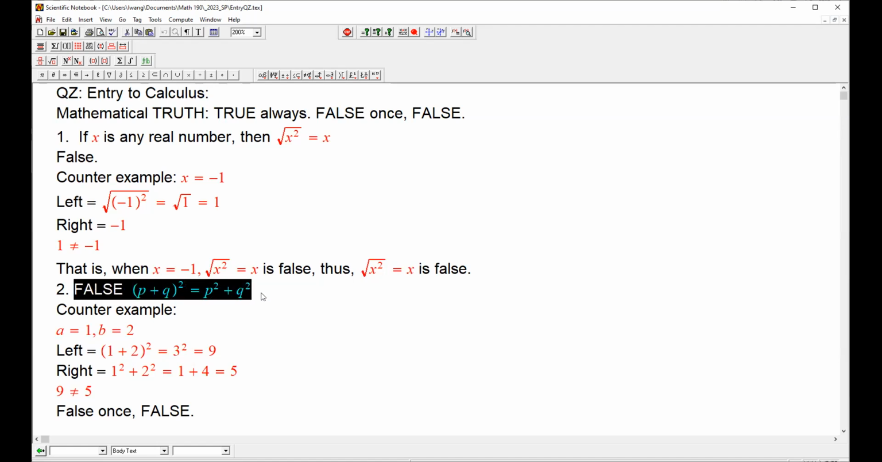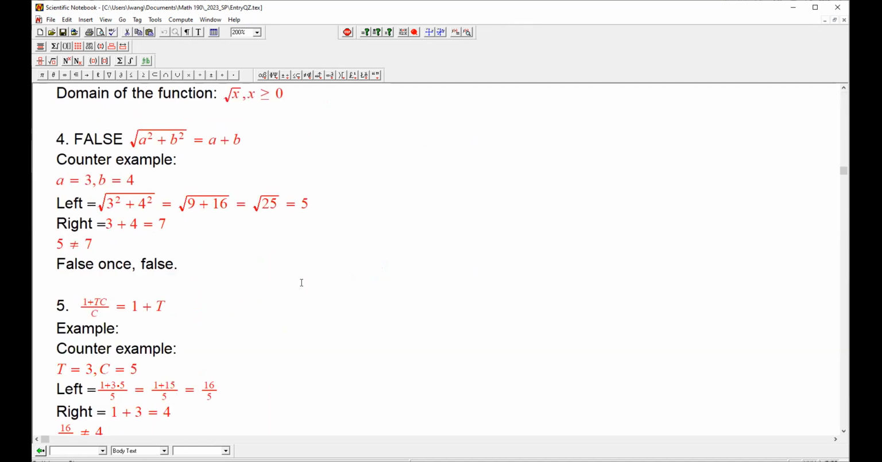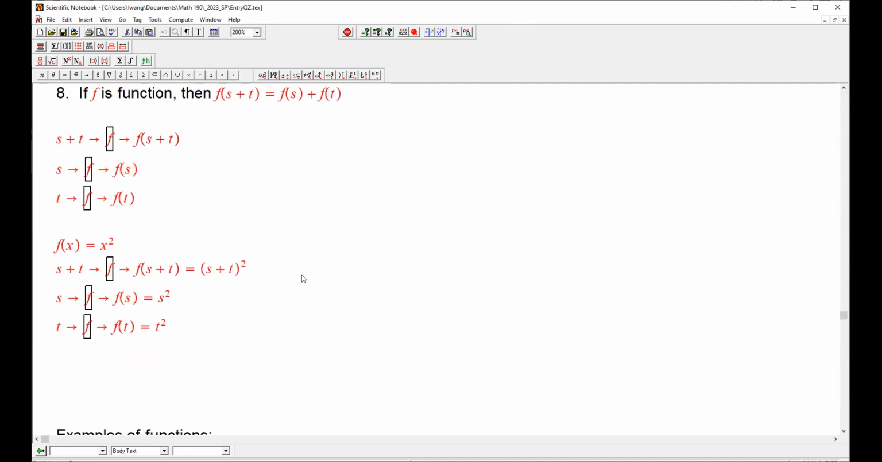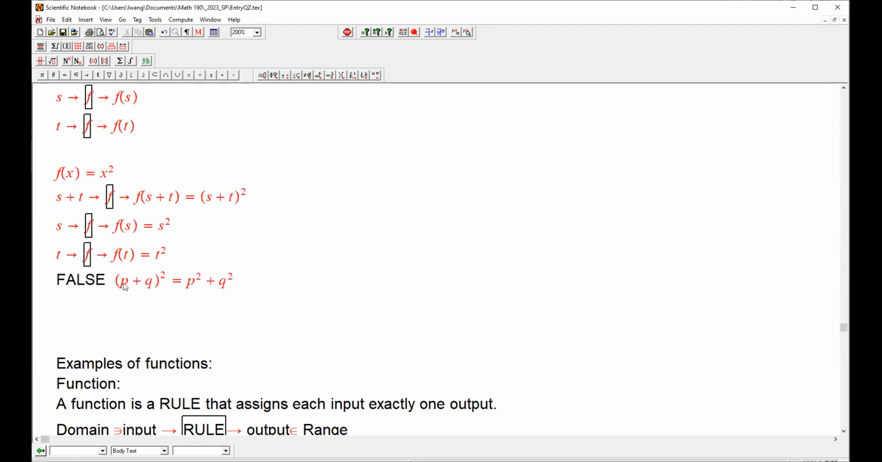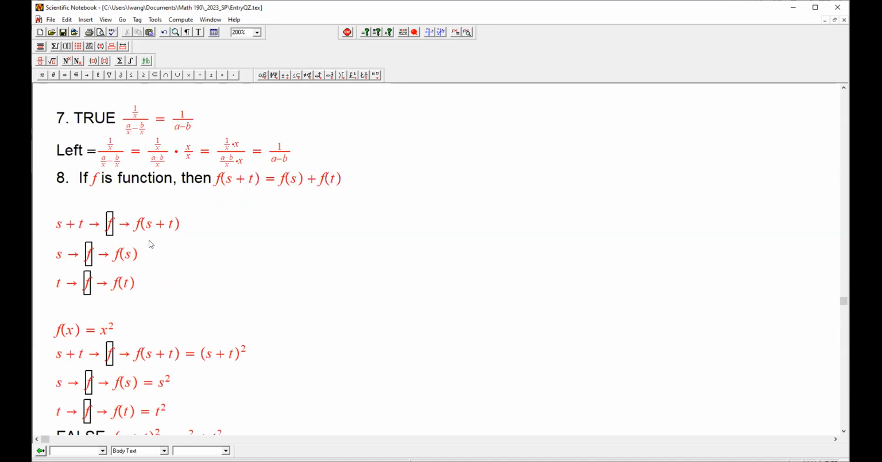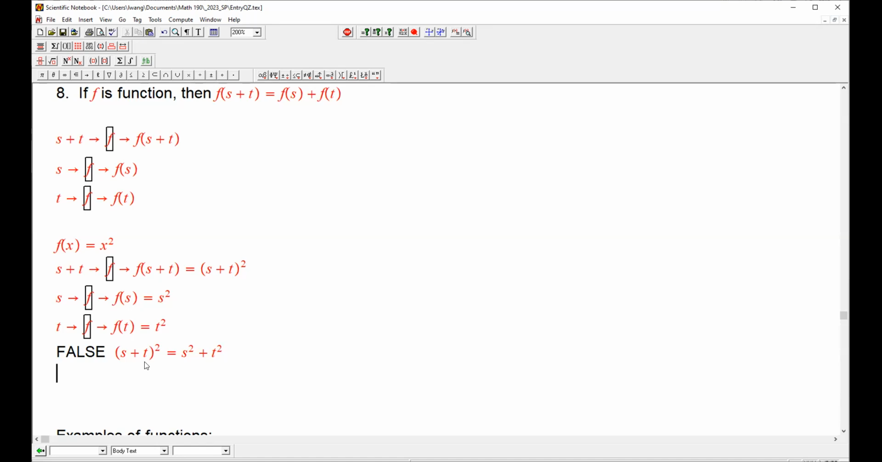Right? If this is false, would that imply that s plus t, s squared, t squared is false? It's false. Therefore, if the statement is a false one, so the statement is what? False. So this statement is what? False.